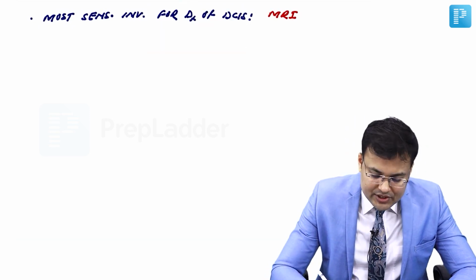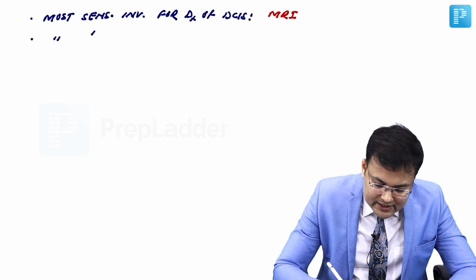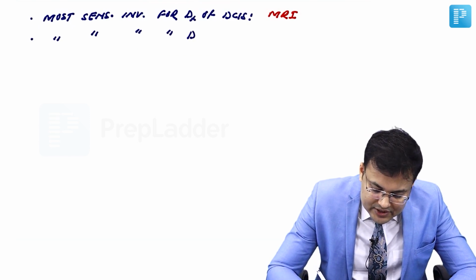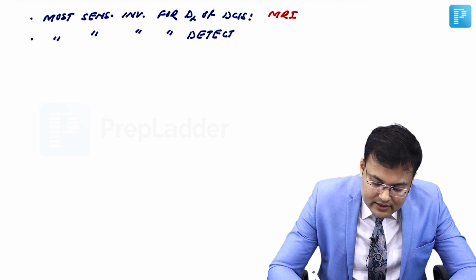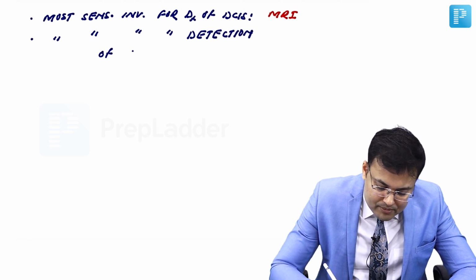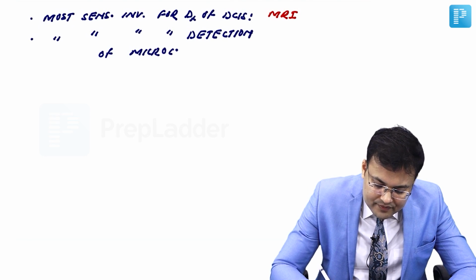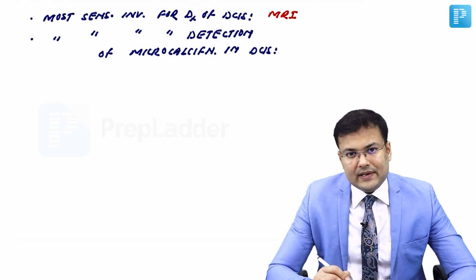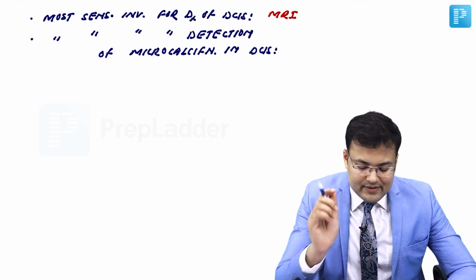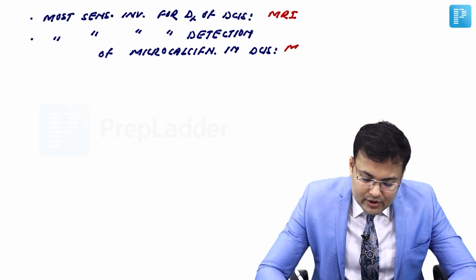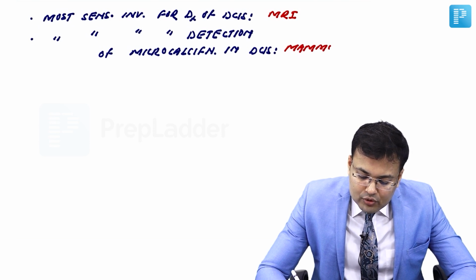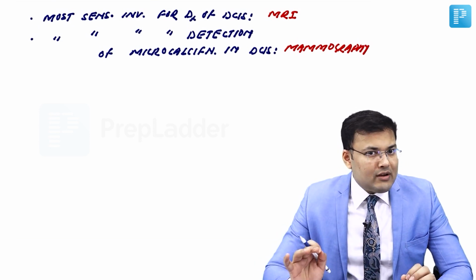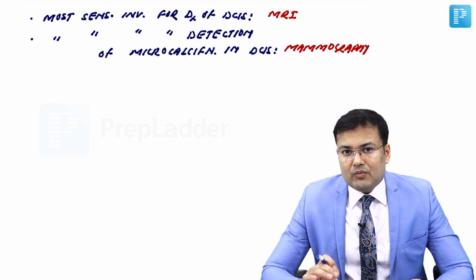Now see the twist in the question. Most sensitive investigation for detection of microcalcification in DCIS. Clear? So if we want to see the microcalcification in the question, this is mentioned specifically, then we go for mammography. And you can't believe both of these questions were asked in AIIMS. Clear? So you have to read the question carefully and then mark the correct answer.